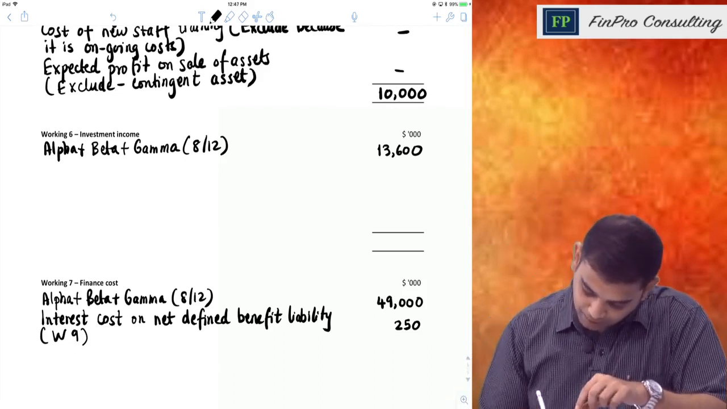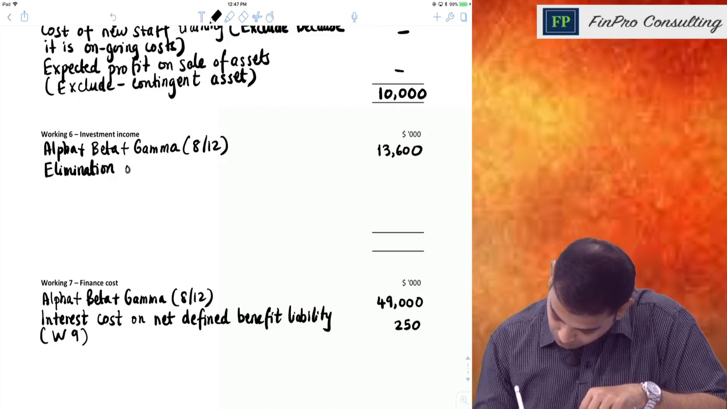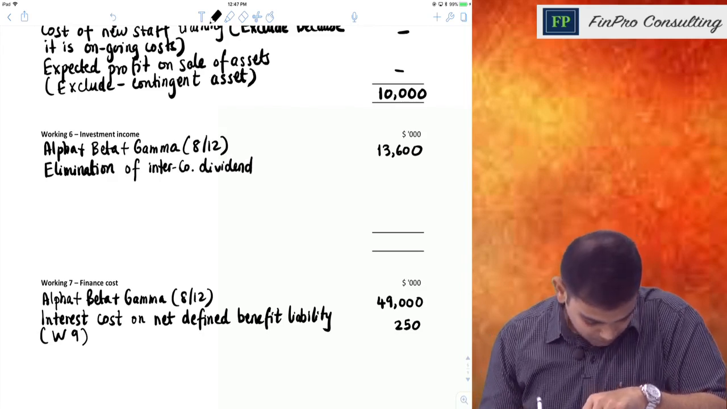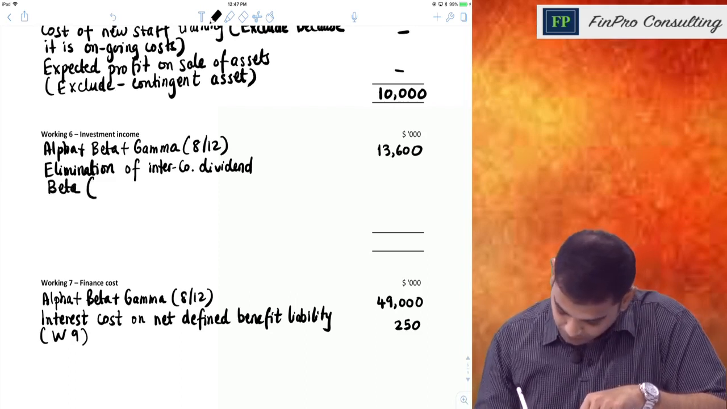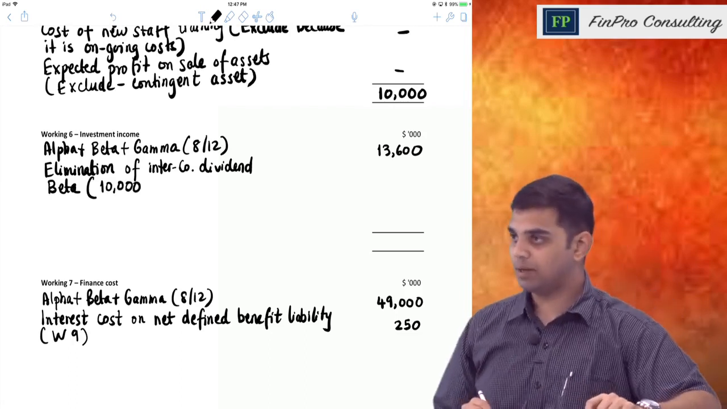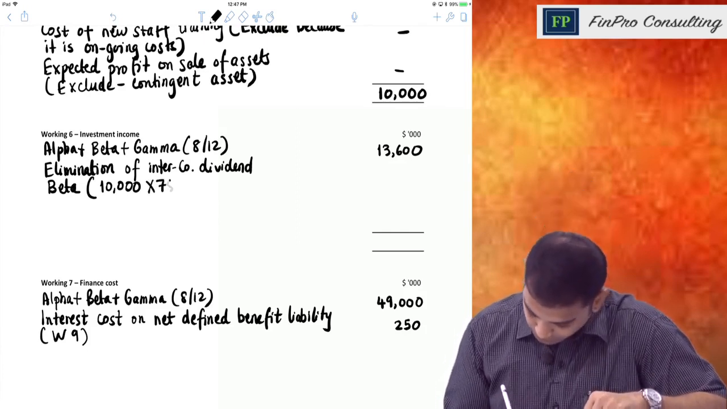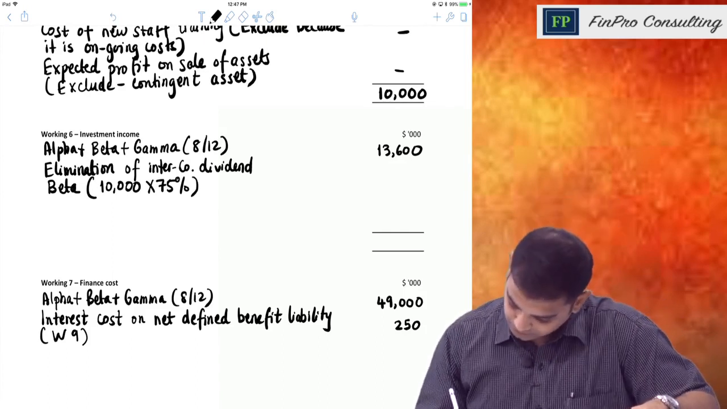Now intra-group elimination of intercompany dividends. Beta. Dividend amount is 10,000, right? Dividend is 10,000 declared by beta, given in the problem. What is your share? 75%. So 7,500 minus.